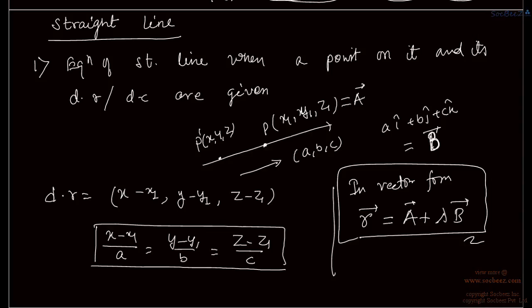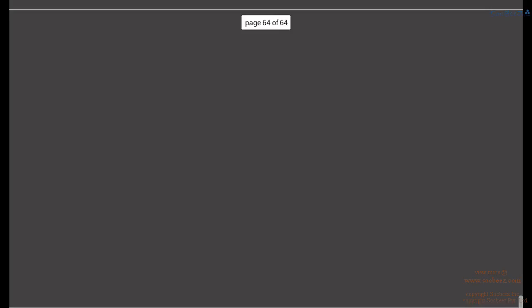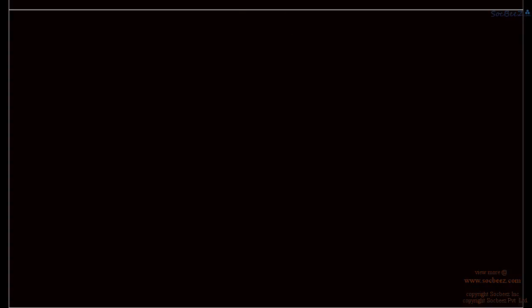Okay. So this is in vector form. You can always write the equation. So basically we always write the equation of a straight line in this form. If we know the 2 points on a straight line, then we can first find the direction ratio and use this formula, right? Okay, so this is about the straight line.